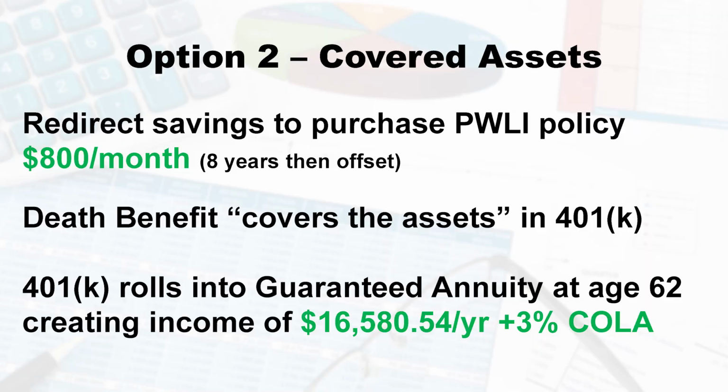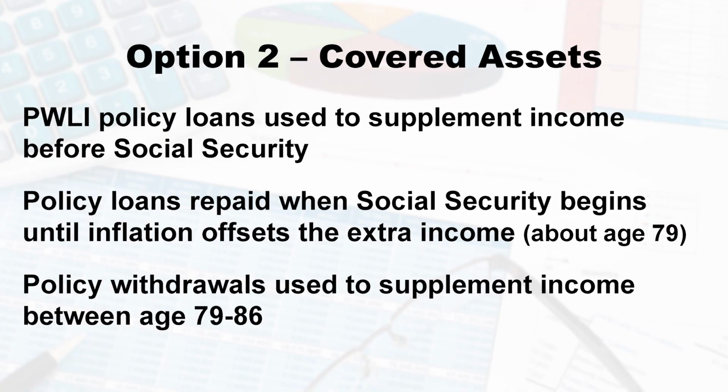That's the covered asset strategy at work. So the 401k now at age 62 rolls into a guaranteed annuity, and that creates an income of over $16,000 a year, and that increases every year, 3% cost of living adjusted, and he can never outlive that income stream. Now understand here that I'm not a big fan of annuities by and large, but they do have their place, and this is one place for them. I always like the guaranteed kind, not the variable kind that can change on you.